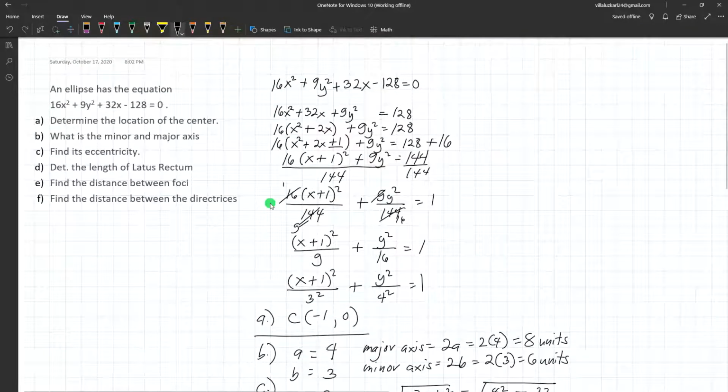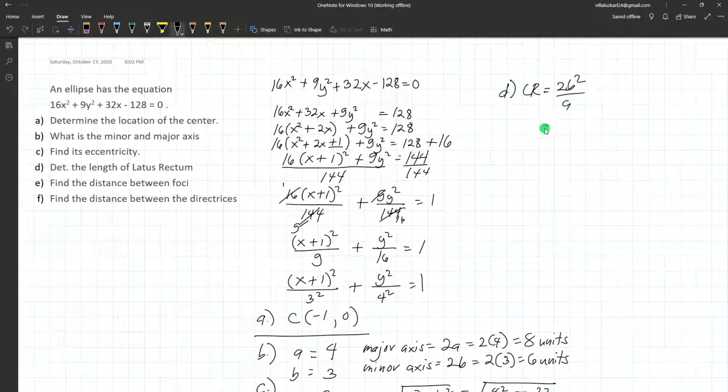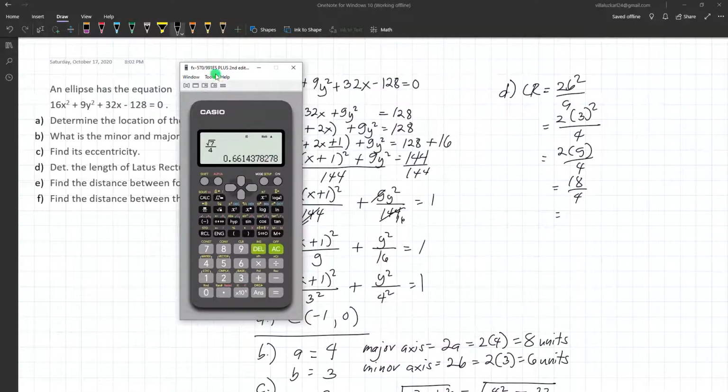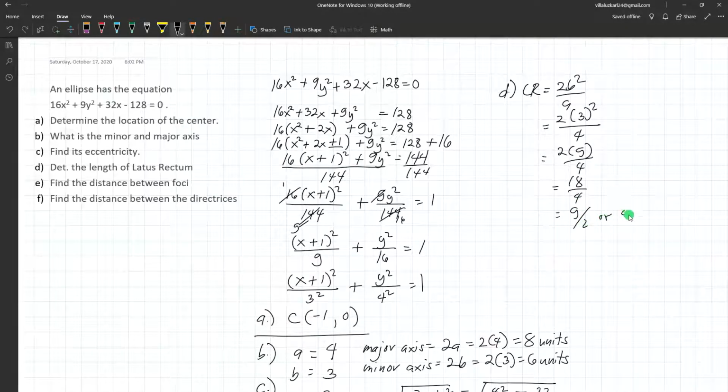For letter D, the length of the latus rectum. I just put the formula here. LR is 2b squared over a, 2 times 3 squared over 4. We have 2 times 9 divided by 4. That is equal to 18 divided by 4. 18 divided by 4 is 9 over 2, 9 halves, or 4.5. That's the length of your latus rectum.